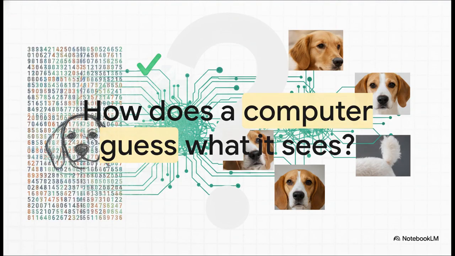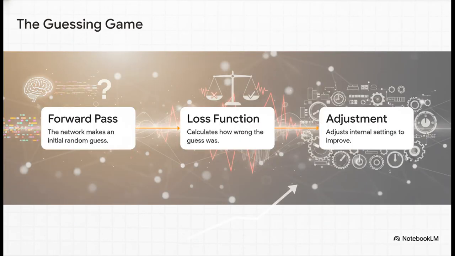Here's a fundamental question to think about. How does a computer actually know what it's looking at? I mean, to a machine, an image is literally just a massive, boring grid of numbers representing color values. So how does it translate that grid of numbers into a confident realization that it is, in fact, looking at a photograph of a dog? Believe it or not, it all comes down to a guessing game.